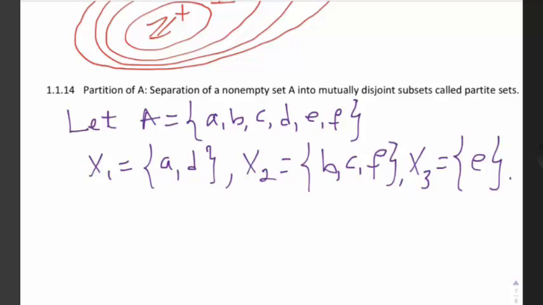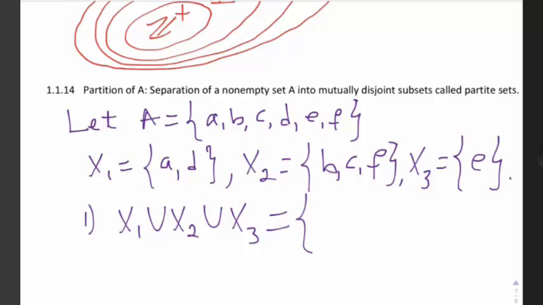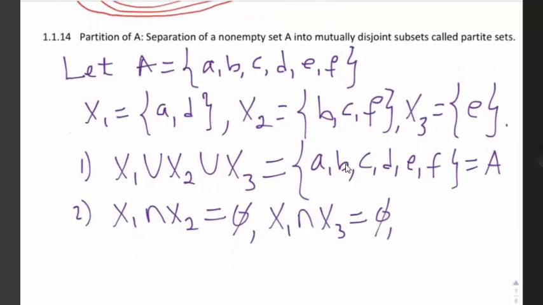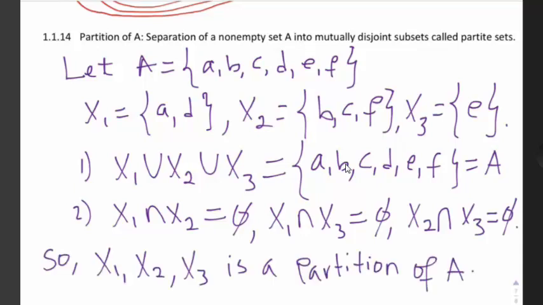For the subsets X1, X2, X3 to form a partition of A, two things must happen. Number one, their union must yield A. And number two, they must be mutually disjoint. Let's check all of those. X1 union X2 union X3 would give us a, b, c, d, e, f, which is A. Also check that X1 intersection X2 is an empty set, X1 intersection X3 is an empty set, and X2 intersection X3 is an empty set. So X1, X2, X3 is a partition of A.